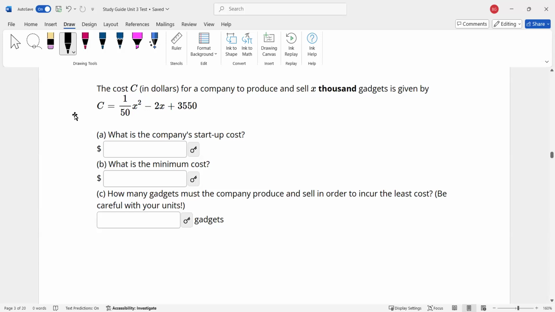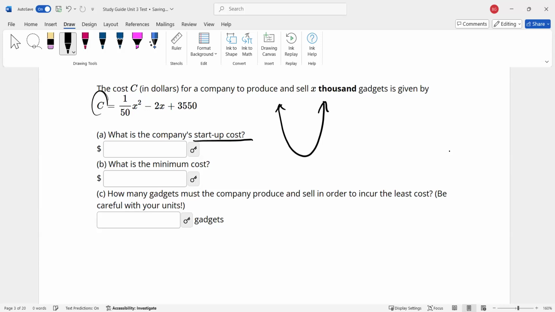So this is a function. The independent variable x is the number of items you produced, you manufactured. It is a quadratic function. This is about quadratic function application. The leading coefficient of the quadratic function is positive, so the graph of this function is a vertical parabola opens upward. Okay, what is the company's startup cost?